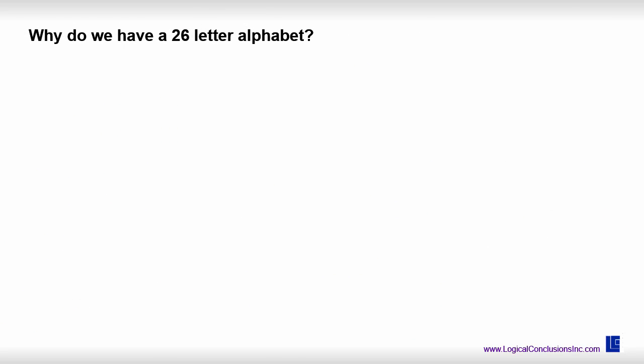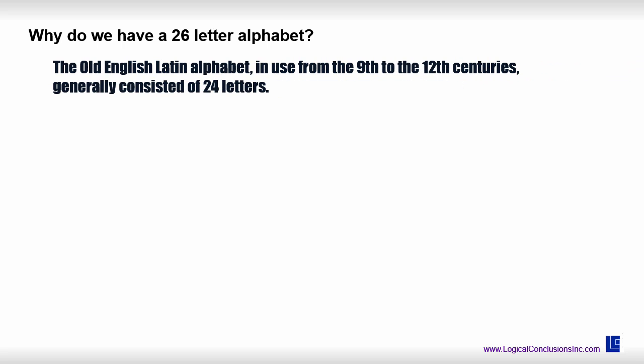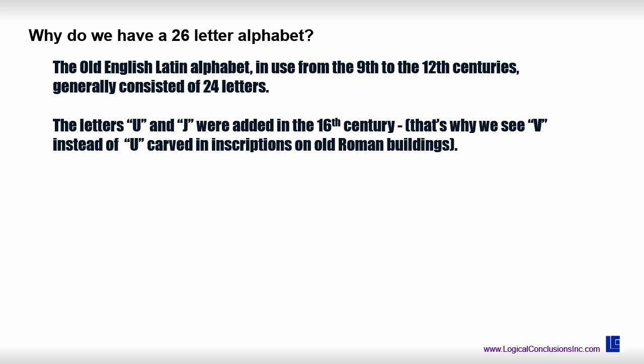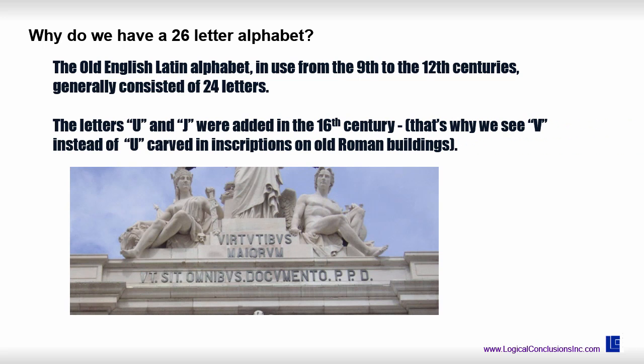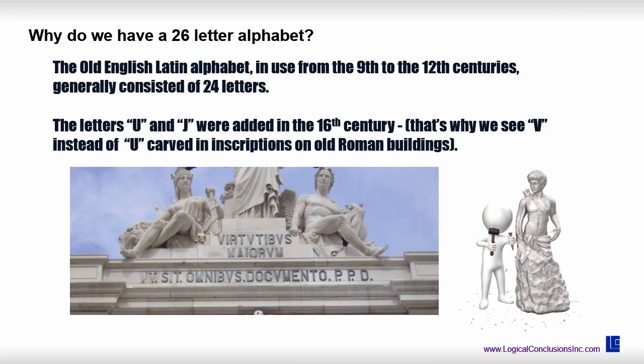If we continue our archaeological dig in this same vein, you could ask, why do we have a 26-letter alphabet? Actually, the Old English Latin alphabet, in use from the 9th to the 12th centuries, generally consisted of 24 letters. The letters U and J were added in the 16th century. That's why we see V instead of U carved in inscriptions on old Roman buildings. No, the old sculptors weren't really bad at spelling.